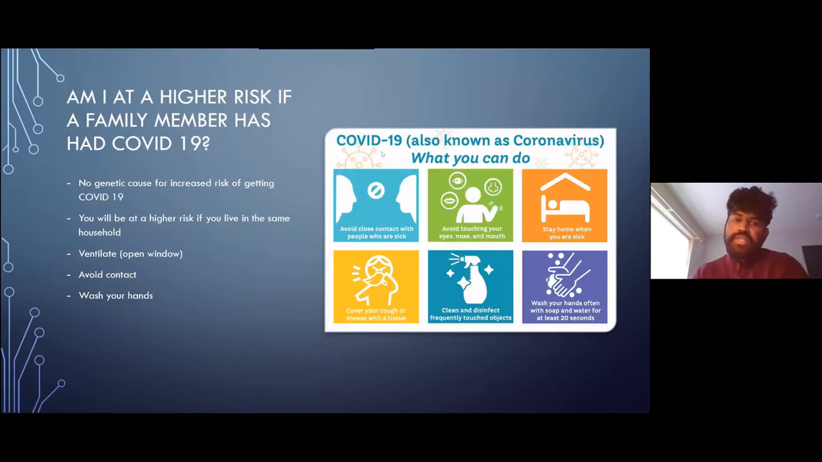Am I at a higher risk if a family member has COVID-19? From a genetics point of view, the risk is the same, in that there isn't a specific gene in your family that you inherit which can predispose you to the disease. However, if you live in the same household as the family member, then that will increase your risk as you are in the same sort of environment. So you need to make sure to ventilate the rooms, keep them open, avoid contact, wash your hands, and follow the regulations.